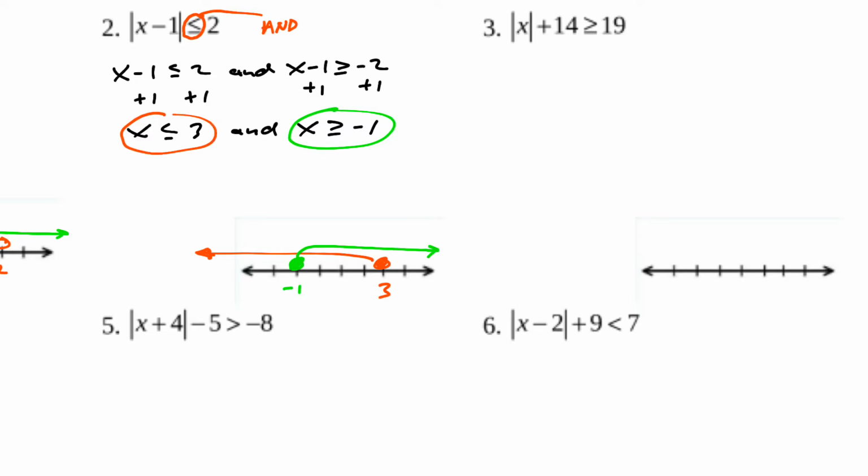So let's write our final answer for this one. So again, we want the x's to be between -1 and 3. And we're going to make a less than, but then since we have solid dots, we're also going to include the equal to bar at -1 and at 3. So there's our solution for number 2. Let's move on to number 3.